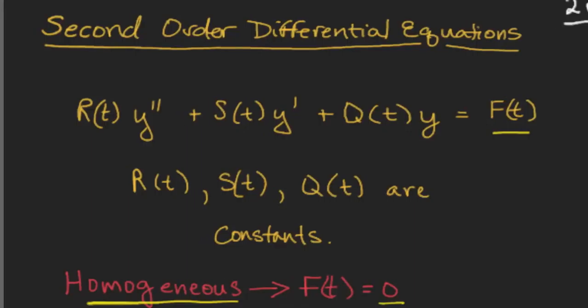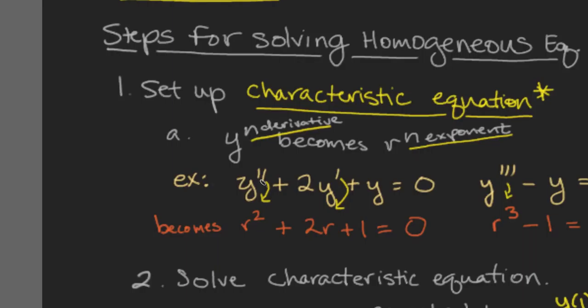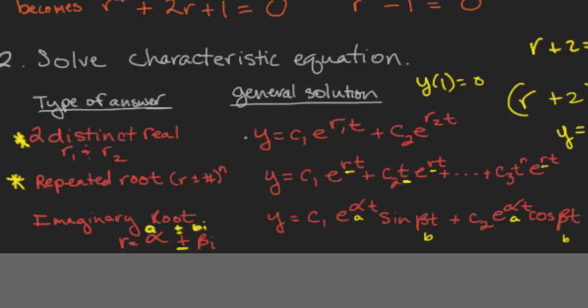Today we're going to be discussing second order differential equations. We're going to look at an example, a homogeneous example. Again, this is the general form, and f of t equals 0 whenever it's homogeneous. Real quick, we're going to set up a characteristic equation in which the power represents the power of the derivative. It's going to give you the exponent of your characteristic variable r. Then you solve the equation. There's three basic solutions. Today we're going to look at the two real distinct solutions right there.